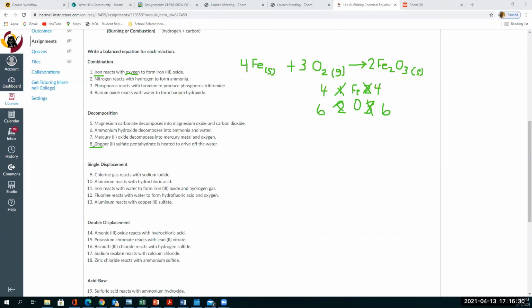Wait, so is that done then? Yeah, that's it. That's balanced. All right, that's all you need to do. That's how you want us to write it out for our lab. So it's okay for us to write these labs out, right? Yes, it's okay for you to write them out.